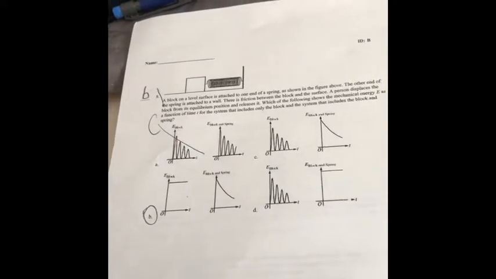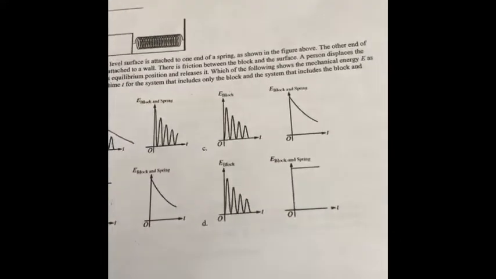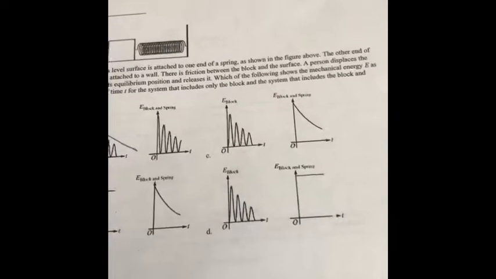Question 8 is asking for the total mechanical energy of just the block, and then the block and the spring for this system here. So if it's just the block, it's not going to have elastic potential energy. So it's just going to have kinetic energy. And so when it's at the equilibrium position, it's going to be really high, and then it's going to be small when it's at its amplitude, and it'll go on like that, but it's going to go down because of damping.